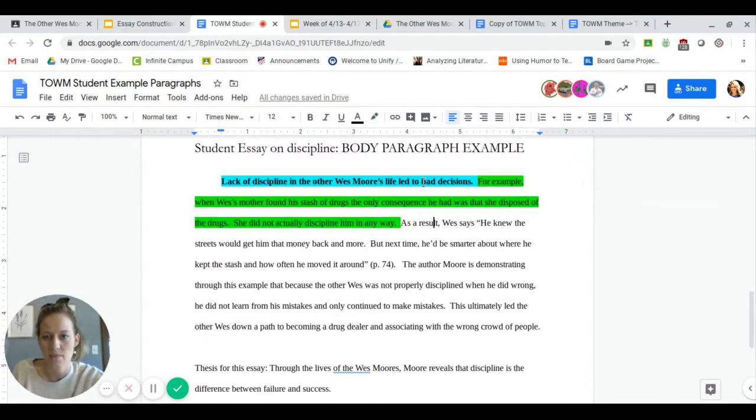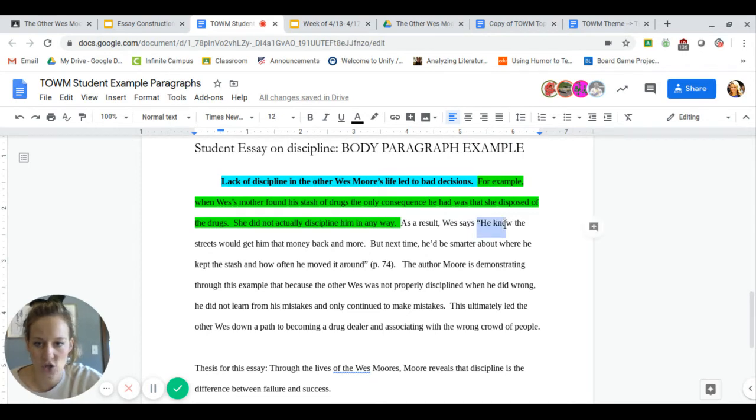So we have our claim: lack of discipline in the other Wes Moore's life led to bad decisions. I'm supporting that claim. For example, when Wes's mother found his stash of drugs, the only consequence he had was that she disposed of the drugs. She did not actually discipline him in any way. And then you can see the TLQ here for my evidence. I have the transition, as a result, and then the support, Wes says, and the quotation.